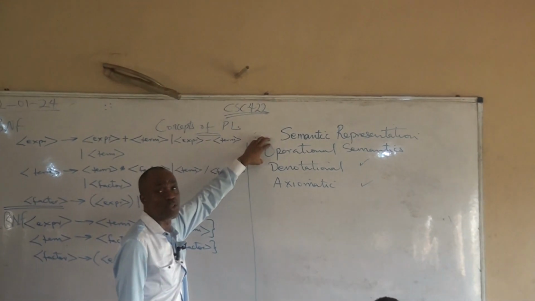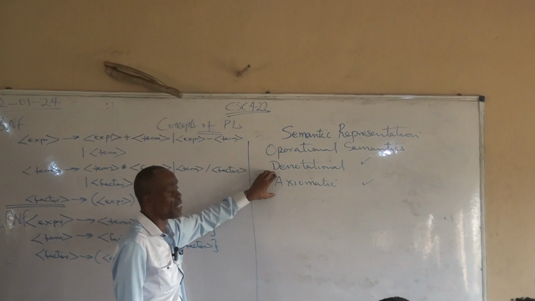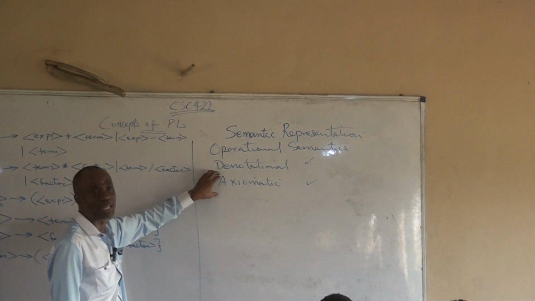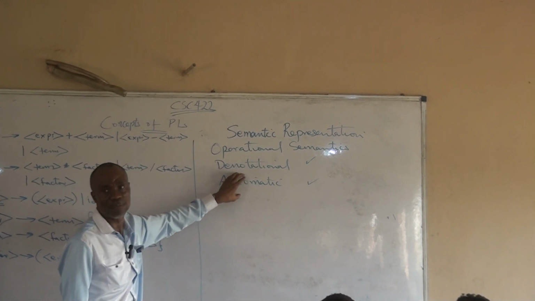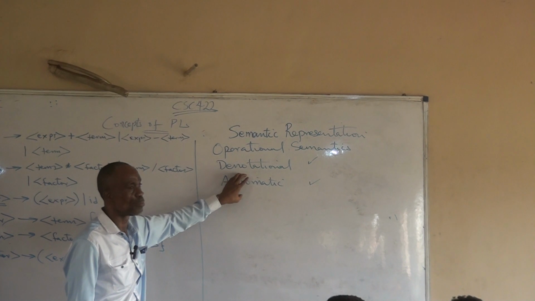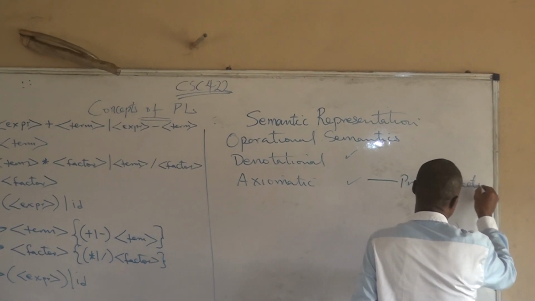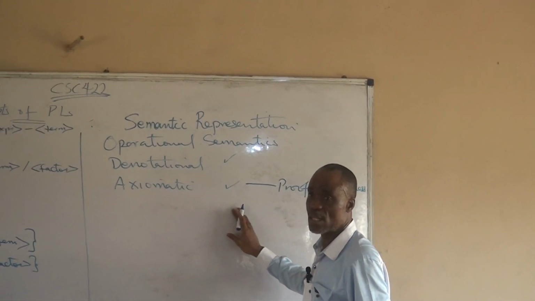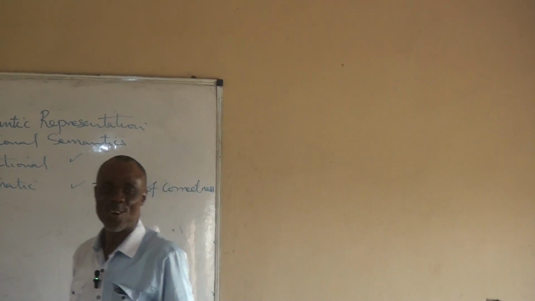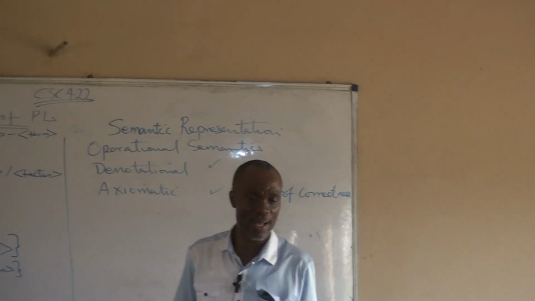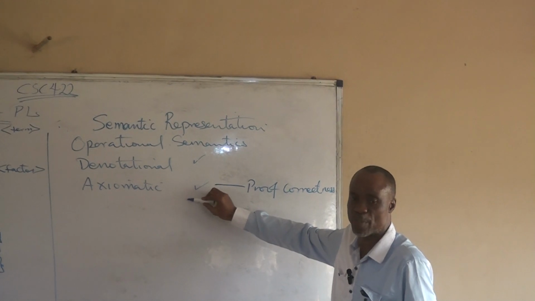While operational semantics make use of low-level languages, denotational semantics make use of mathematics, and axiomatic semantics make use of logic, precisely predicate logic. Most times, axiomatic semantics is used for proof of correctness. We will not go into it in detail, but in MSc, I teach it in detail, and I set questions from all these three. But for BSc, we just want you to be aware. Is that okay? Denotational makes use of mathematics, while this one makes use of predicate logic.